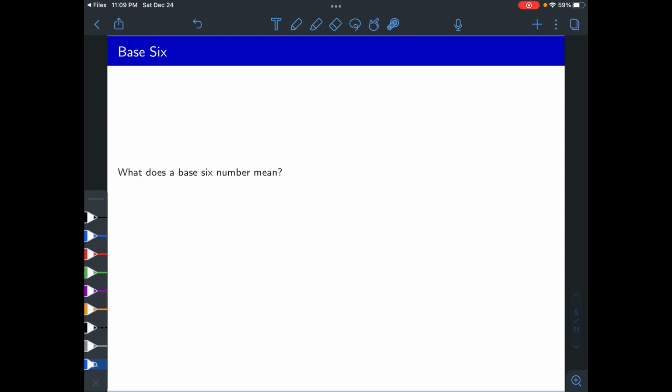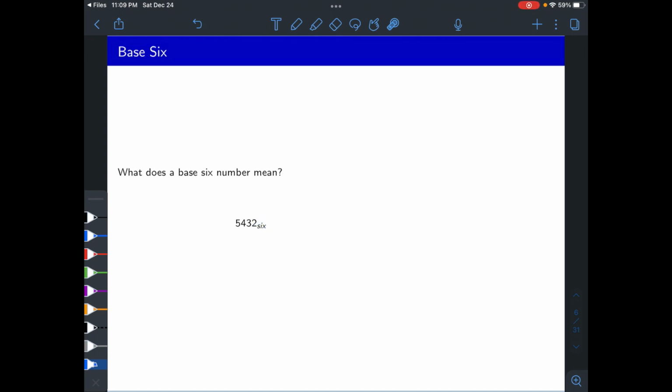Okay, so on to different bases. What is a base 6 number? What does it mean to be working in base 6? If I were to write down something like 5, 4, 3, 2 in base 6, what does this really mean?